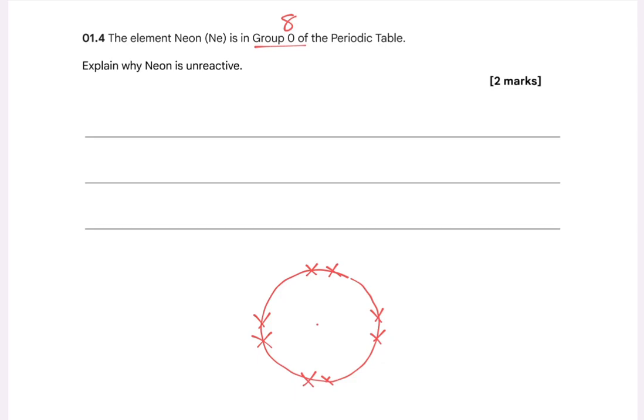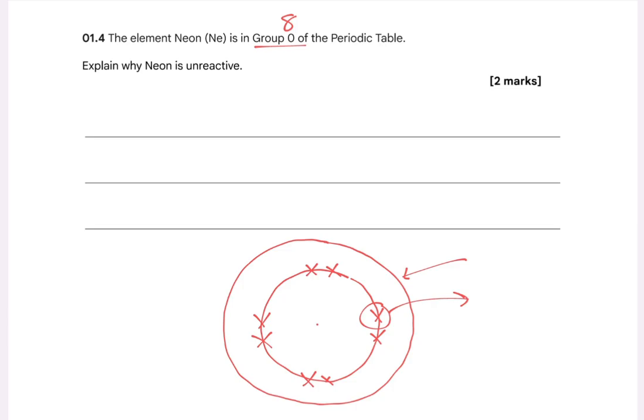If it was to pull in one more electron, that would have to go into a subsequent shell around the outside. So that would have to go into there if it was going to gain an electron. And if it was going to lose an electron, it would have lost one of the electrons in its outer shell, and that would have then lost its complete shell situation. And so it doesn't want to do that, and that is ultimately the reason why neon is unreactive.